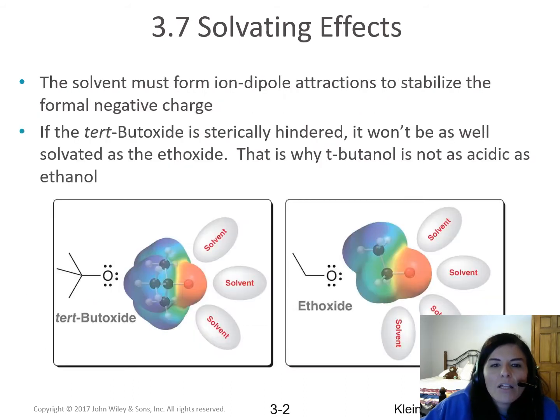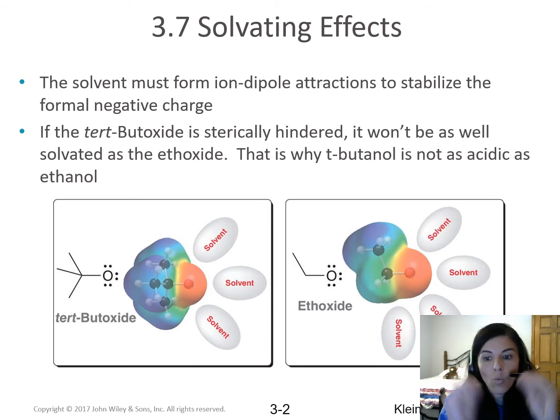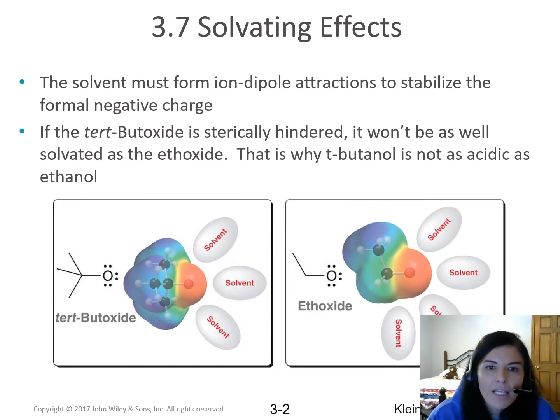The solvent, again, remember, when we're assessing pKa values, and when we're talking about stability of acids, we're looking in water. Strong acid, how much does it dissolve in water? So the solvent plays a role here. The solvent must form ion-dipole attractions to stabilize the formal negative charge that appears on the conjugate base when either one of our two acids we're looking at loses their proton.